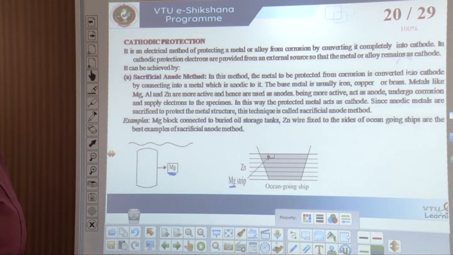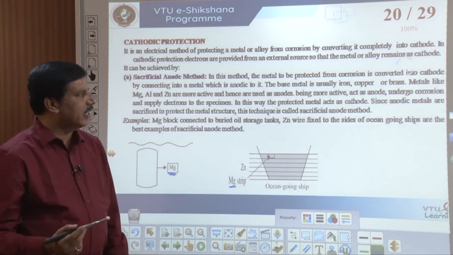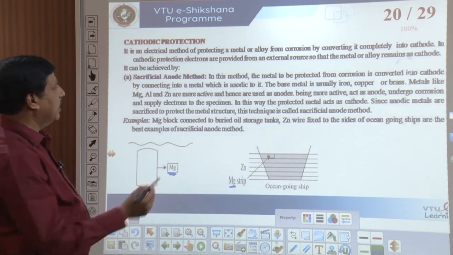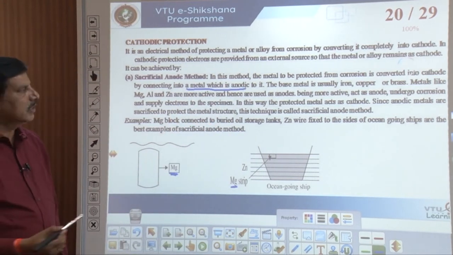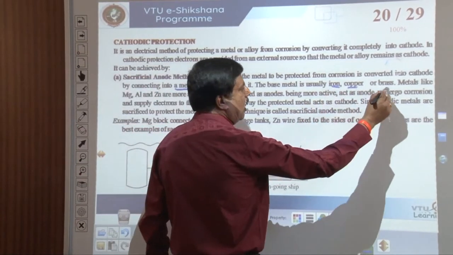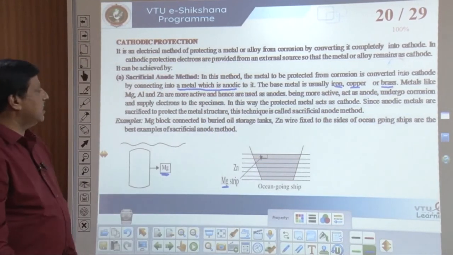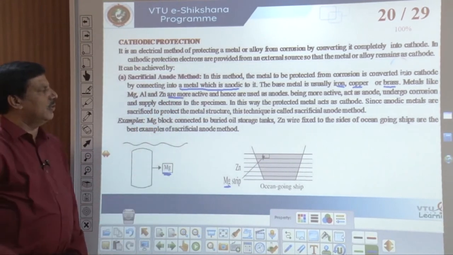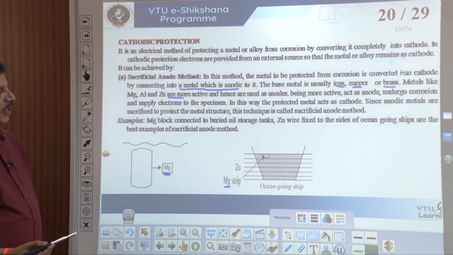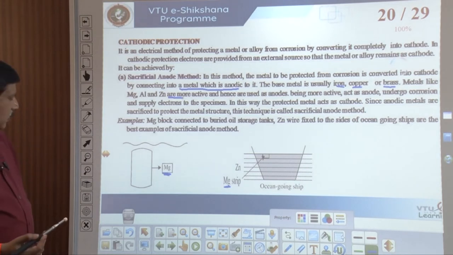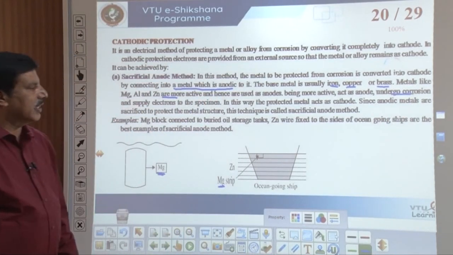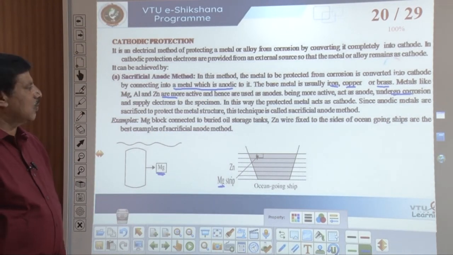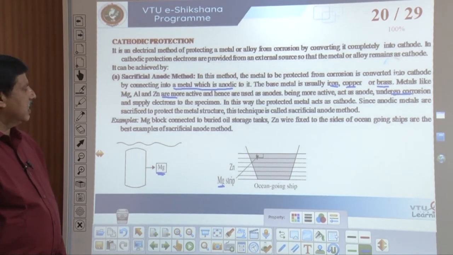In this method, the metal to be protected from corrosion is converted into a cathode by connecting it to a metal which is anodic to it. The base metal is usually iron, copper or brass. Metals like magnesium, aluminium and zinc are more active and hence are used as anodes. Being more active, they act as anode and undergo corrosion. I told you in the last class that corrosion, which is oxidation, takes place at the anode.